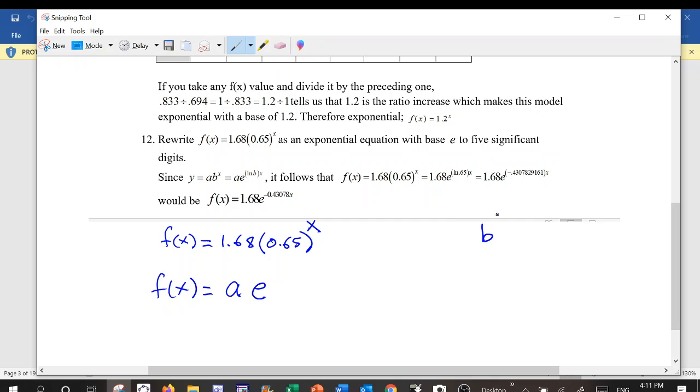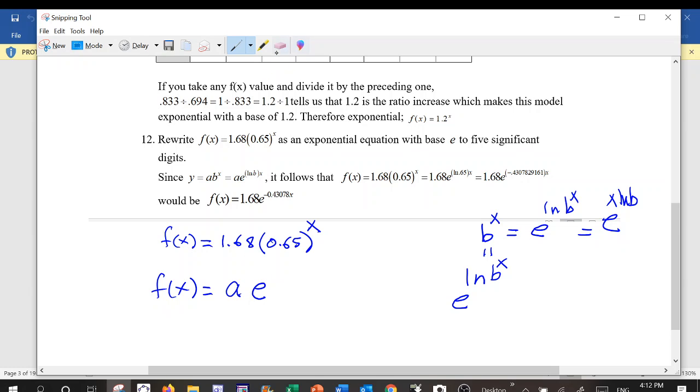If you have, let's say, b to x, and you want to write it in terms of e, you want to use this idea: if you have e to ln, they cancel each other. If I put b to x here, e to ln b to x is the same as b to x. So I can write b to x as e to ln b to x, which, if I bring this x downstairs, would be e to x ln b. So that's all I have to do there.